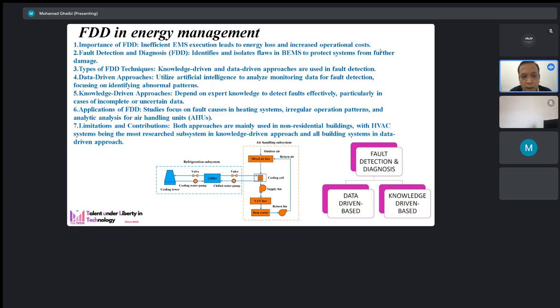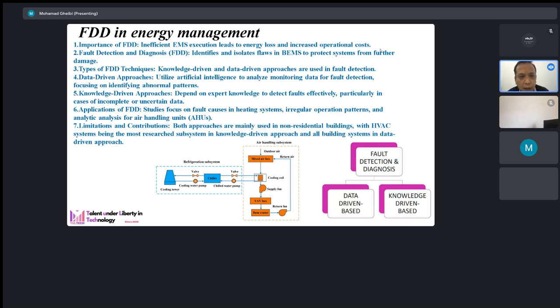The data-driven approach leverages artificial intelligence to analyze monitoring data, focusing on detecting abnormal patterns indicative of faults. The knowledge-driven approach relies on expert knowledge to effectively detect faults, particularly in scenarios involving incomplete or uncertain data. For applications of FDD, studies concentrate on identifying fault causes in heating systems, detecting irregular operation patterns and conducting analysis for air handling units.